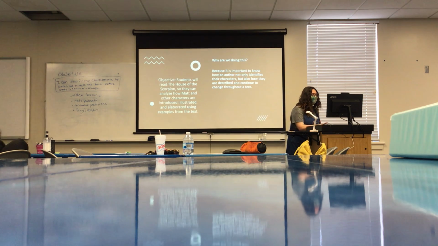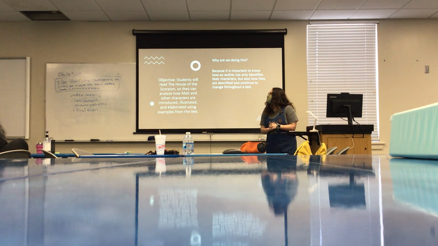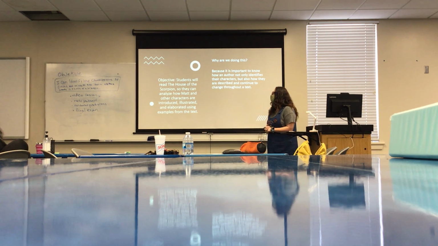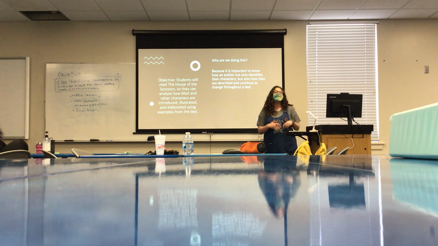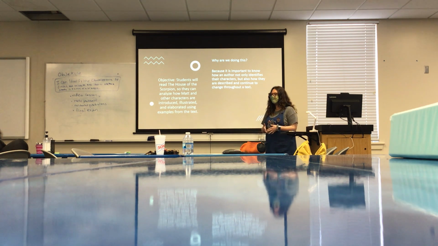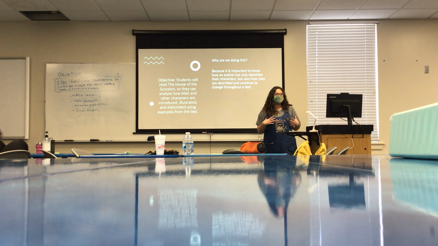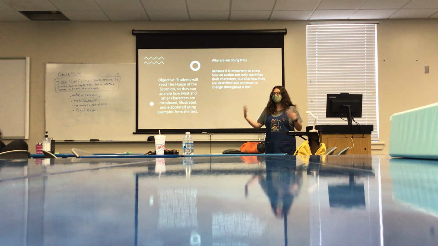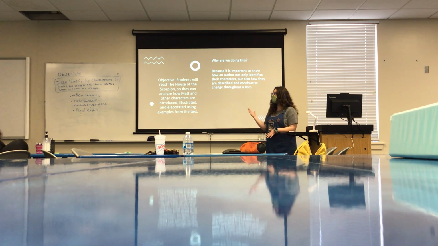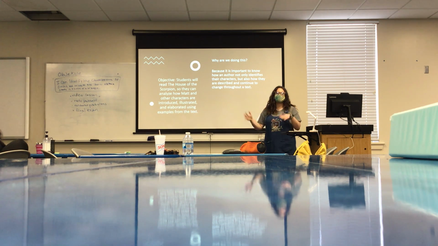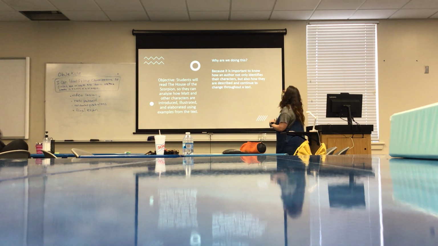So today our objective is students will read The House of the Scorpion so they can analyze how Matt and other characters are introduced, illustrated, and elaborated using examples from the text. Unfortunately, I don't have access to give each and every one of you a book. However, I did supply some examples of the text that I screenshotted on the next slides, so you'll get to read them from there.